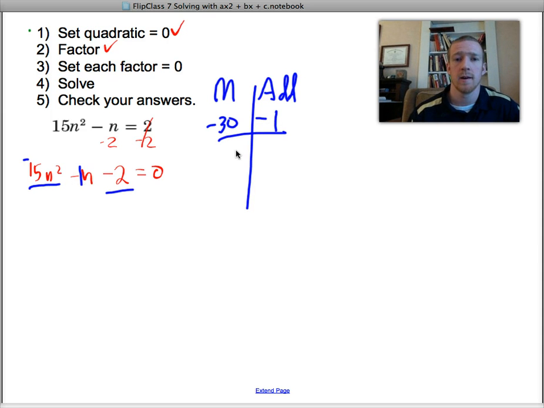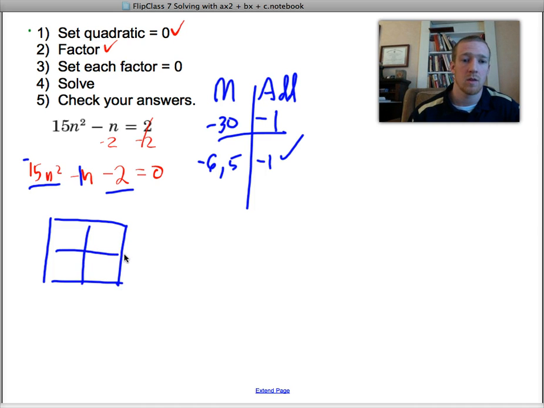So what do we got? If you try and think of numbers in your head, it's a lot easier if you can kind of use some common sense and say, oh, 6 and a 5 have a difference of 1. The bigger one needs to be negative. So negative 6 and 5, these multiply to negative 30, and they add to negative 1. So those are our numbers. So now we just go to our grid, or just factor by grouping if you're doing it the other way.